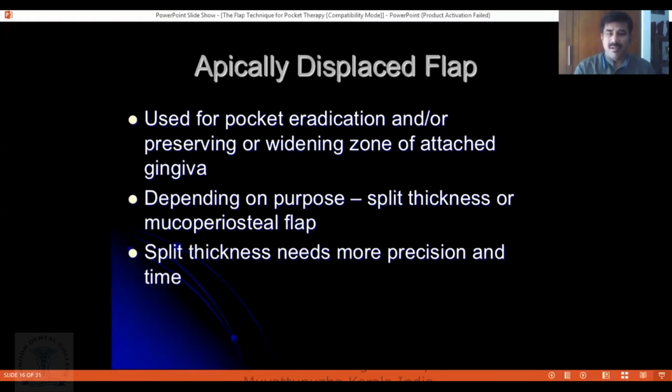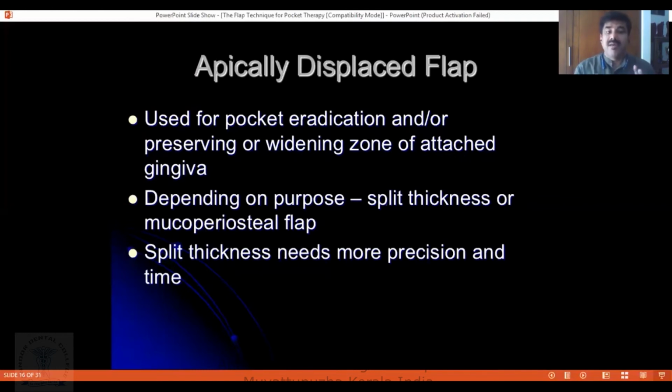And depending upon the conditions, you can do an apically displaced flap for pocket elimination. Sometimes you can do it for increasing the width of attached gingiva. Sometimes you can do this procedure for crown lengthening. So depending upon the need, you may either reflect a full thickness flap or a partial thickness flap.